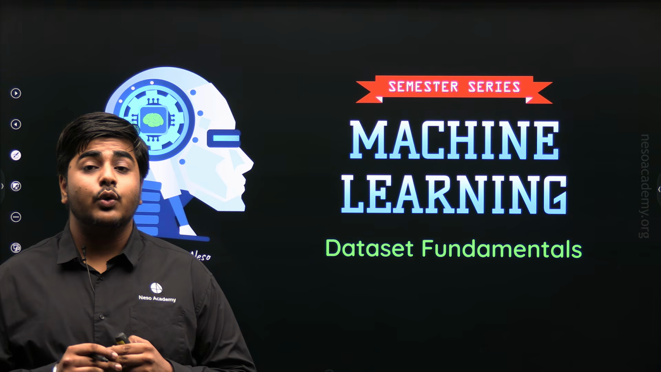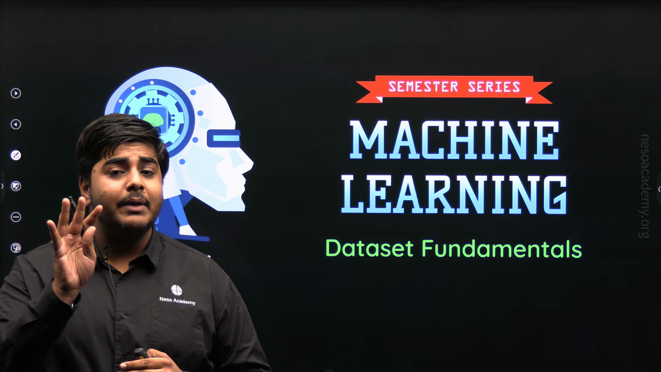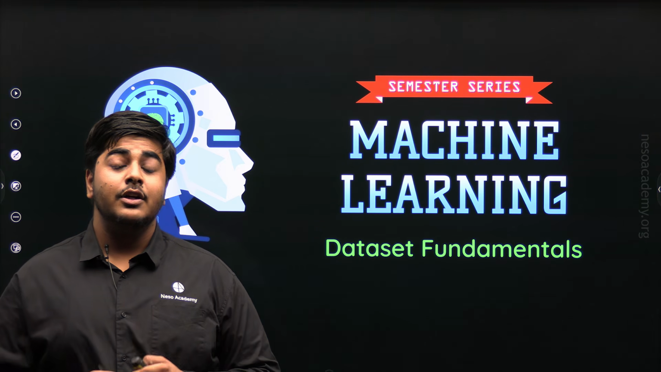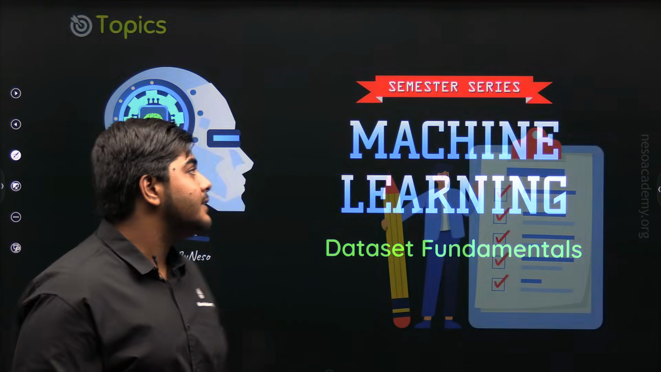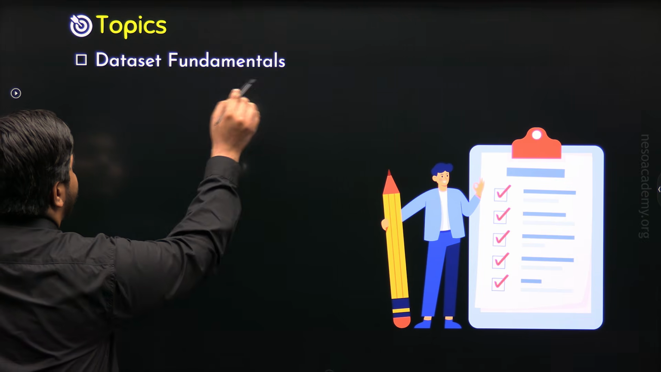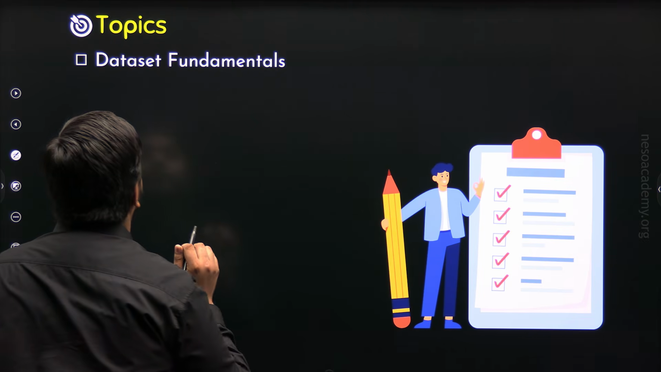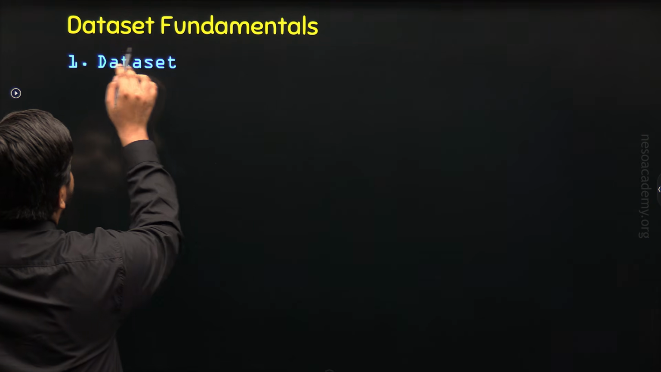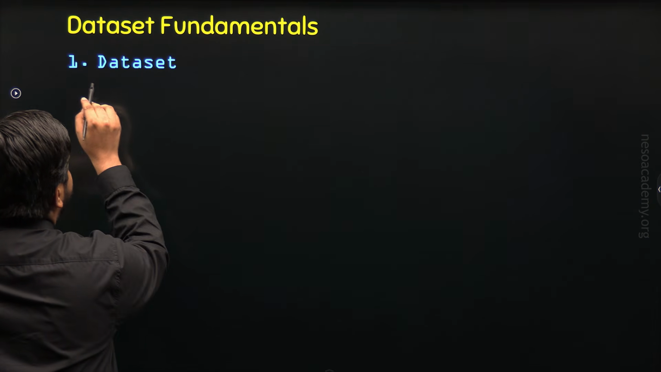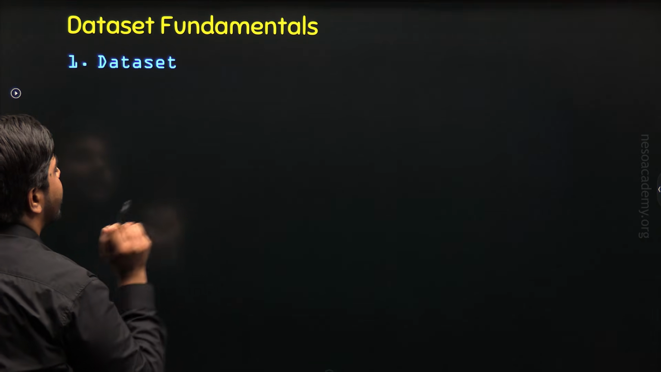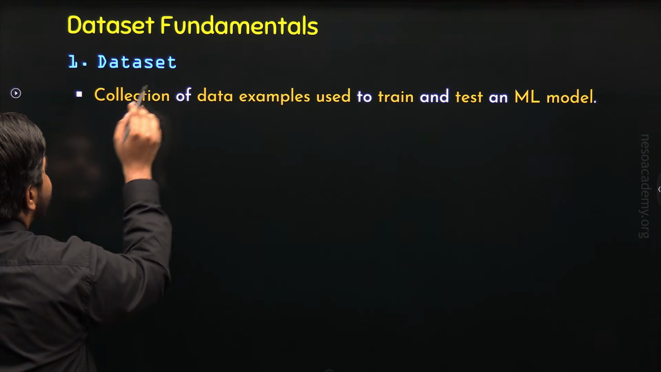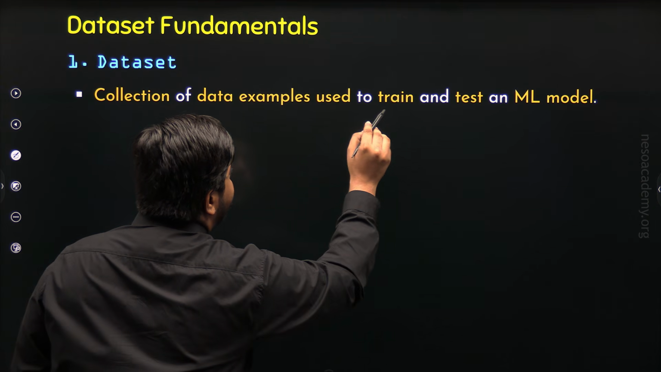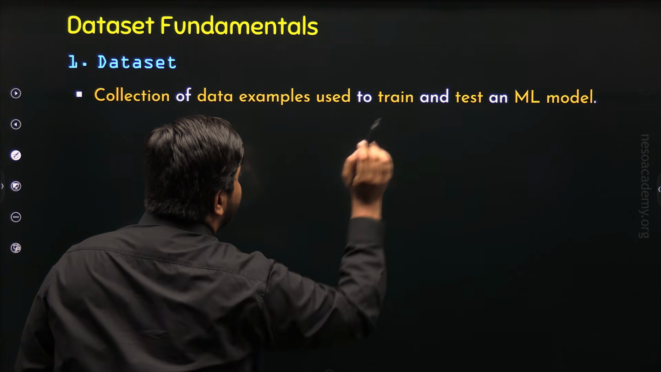In this lecture, we are going to understand about 4 important terms related to dataset in machine learning. So the topic for this lecture is Dataset Fundamentals. Let's get started. As you can see, the very first term inside the dataset fundamentals is dataset itself. So what is a dataset? Dataset is the collection of data examples used to train and test an ML model.